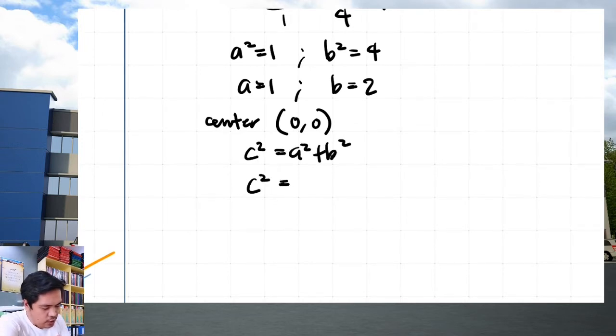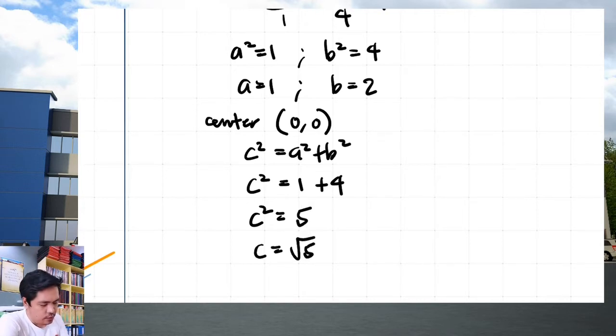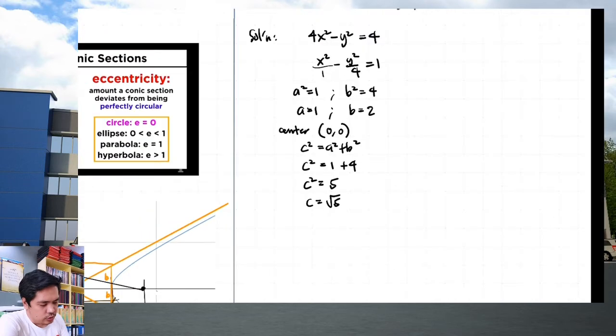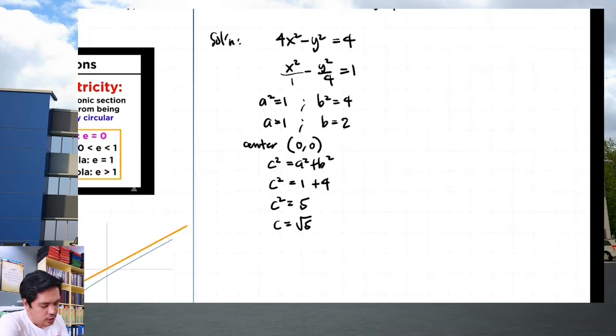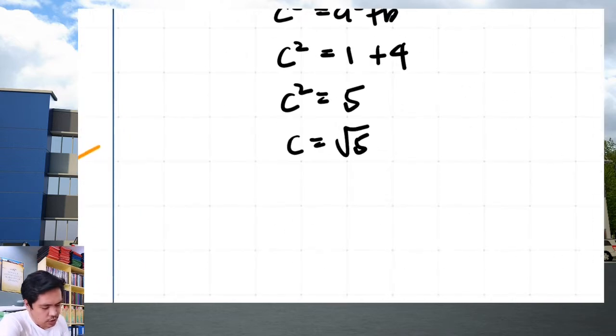Therefore, c squared is equal to a squared plus b squared, which is 4. So, c squared is equal to 5. So, c is equal to the square root of 5. So, if our origin is at the center, the location of the foci, let's call that F1 and F2, is here.